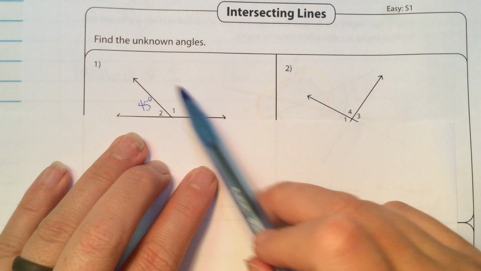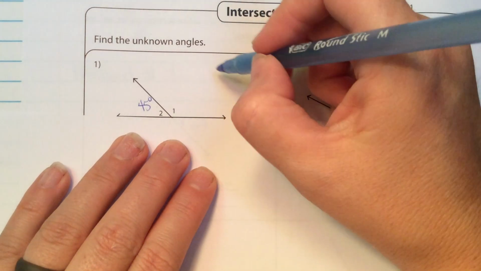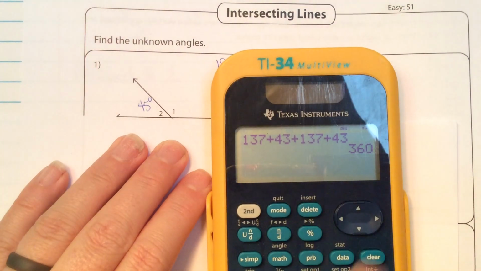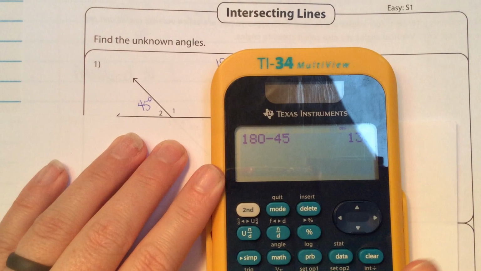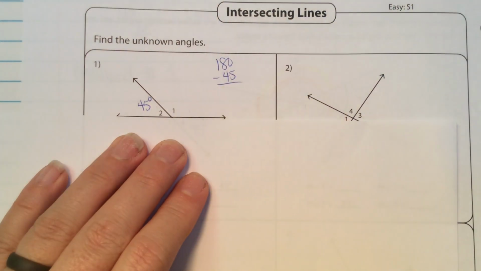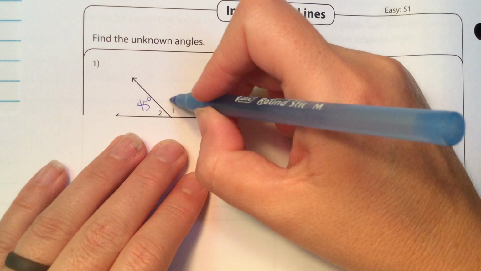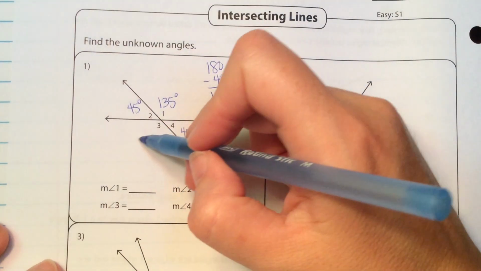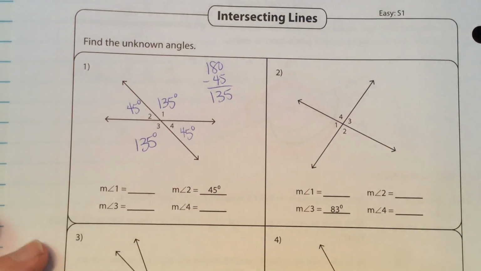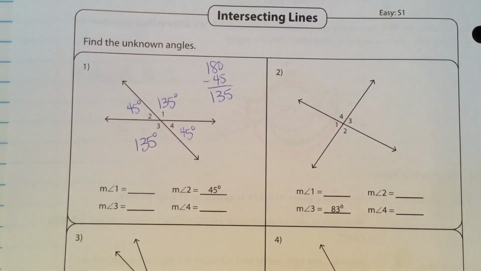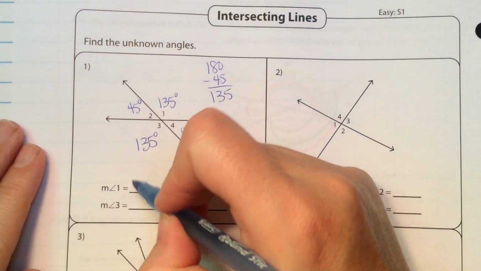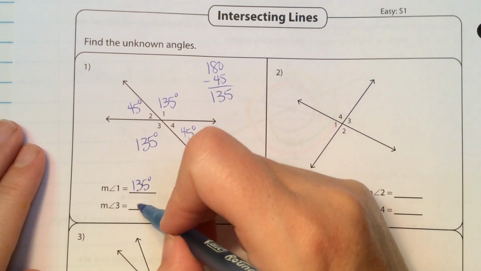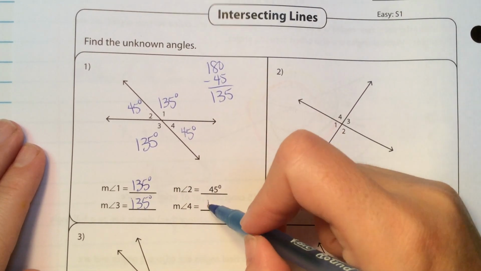I'm looking at a linear pair now. These are going to add up to be 180. So I take 180 minus 45, and I get 135. So I have 135 and 135. So measure of angle 1 is 135 degrees. Measure of angle 2 is 45. 3 is 135. And 4 is 45.